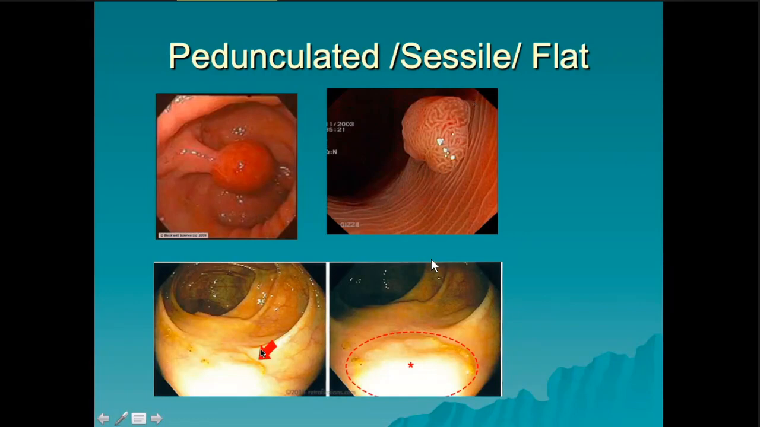Then you have what are called flat polyps. Now, here you can hardly see it, right? And sometimes you have to use a different type of light to see it. And this is actually flat. So it is slightly elevated only above the surface, sometimes not even that, but the appearance looks different. And this fourth picture is also showing a flat polyp.